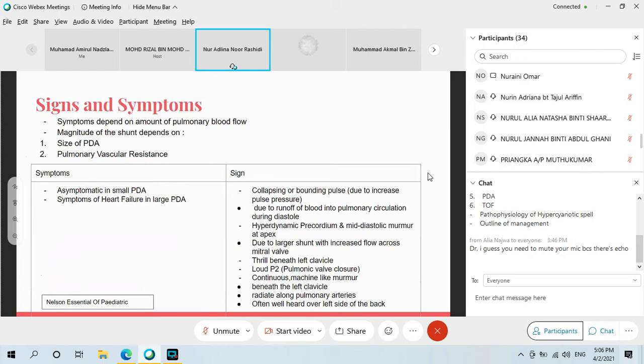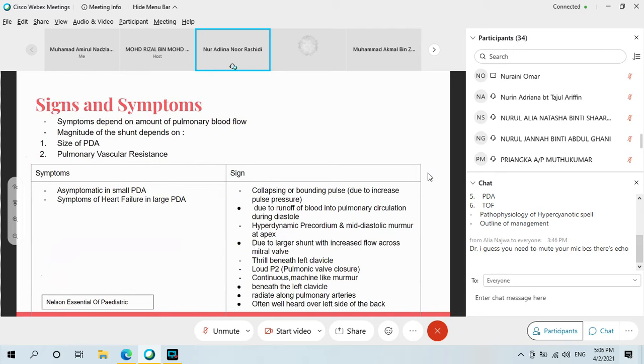The signs that we can look for are a collapsing bounding pulse, which is due to the increase of the pulse pressure and the runoff of blood into the pulmonary circulation during diastole. We can also palpate a hyperdynamic precordium when we palpate the apex. We can feel the impulse has increased in amplitude and spreads over more than one intercostal space.